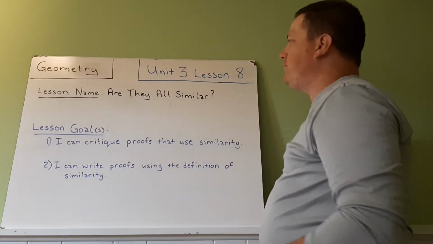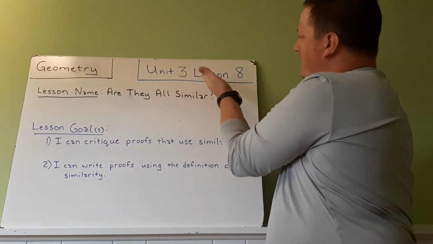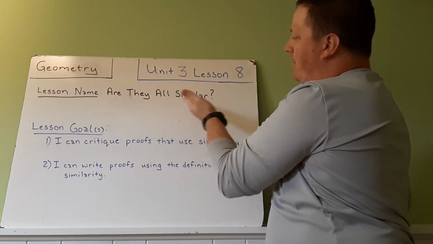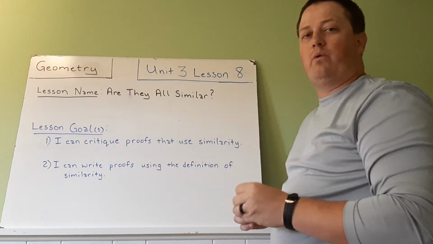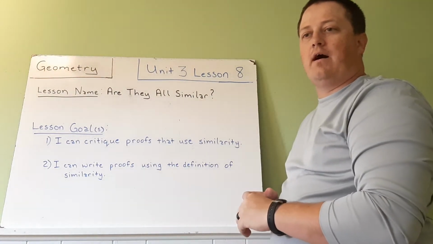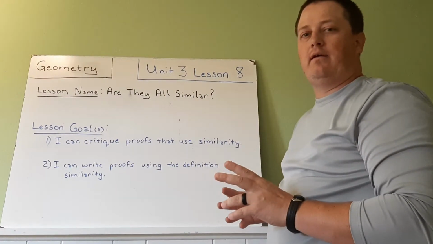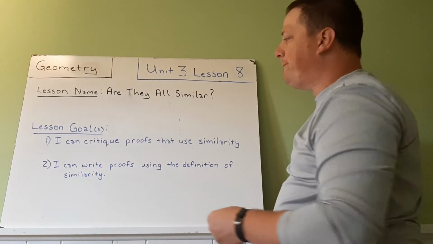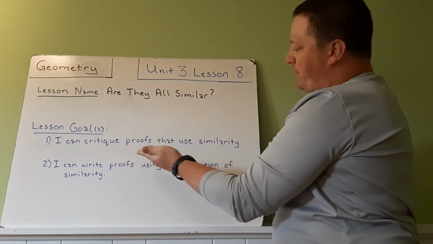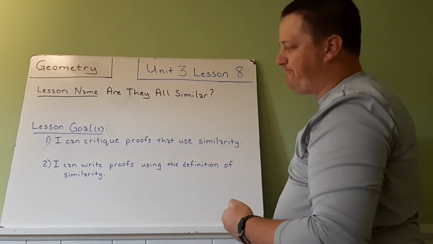All right, geometry students, let's look at Unit 3, Lesson 8. Are they all similar? So we're going to test whether similarity moves between different figures and such with proofs a little bit more. I can critique proofs that use similarity.